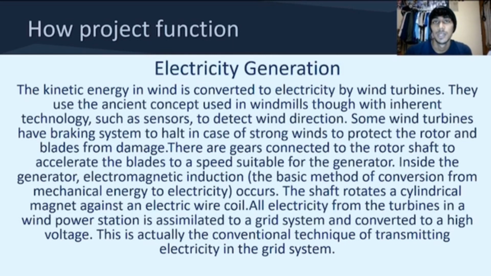Inside the generator, electromagnetic induction is the basic method of conversion from mechanical energy to electricity. The shaft rotates cylindrical magnets against an electric wire coil. All the electricity from the turbines in a wind power station is assimilated to a grid system and converted to a high voltage. This is the conventional technique of transmitting electricity in the grid system. That's all. Thank you.